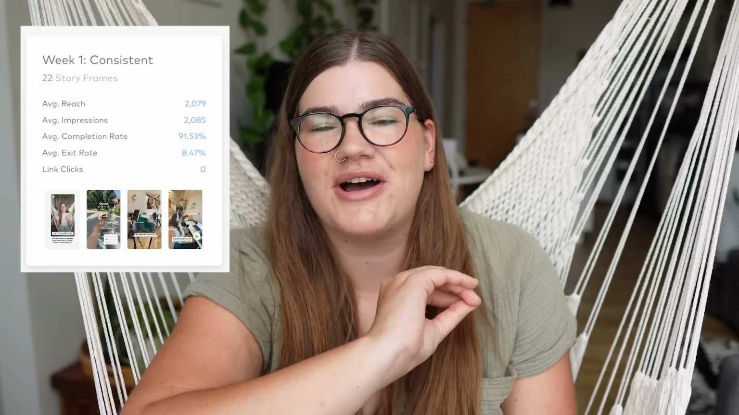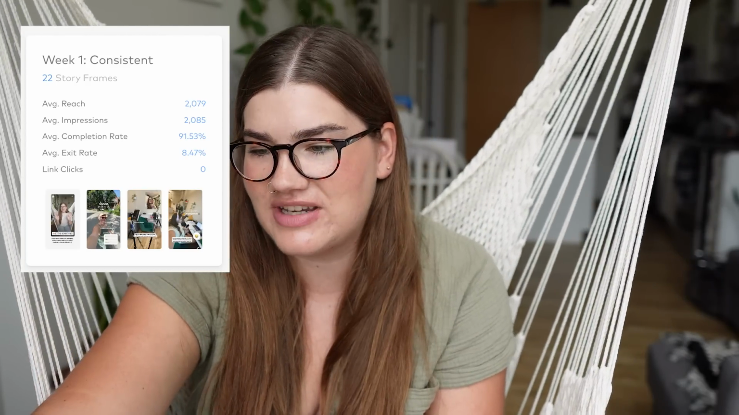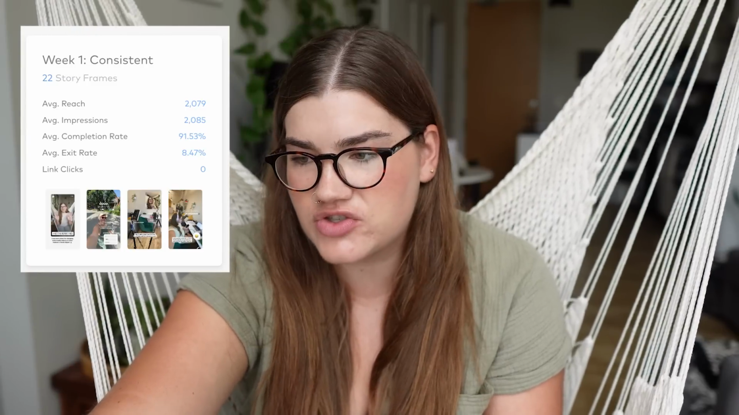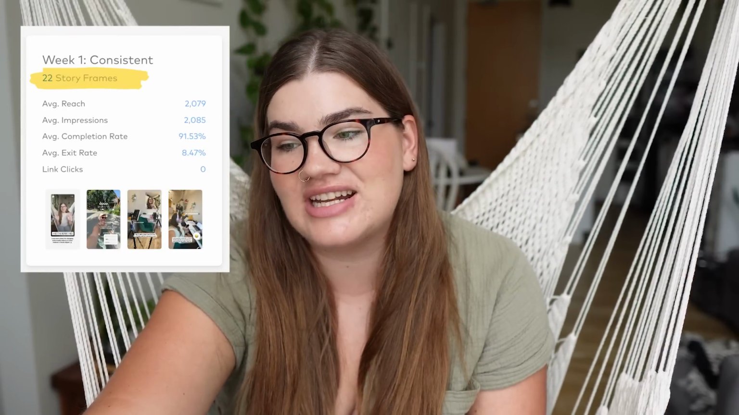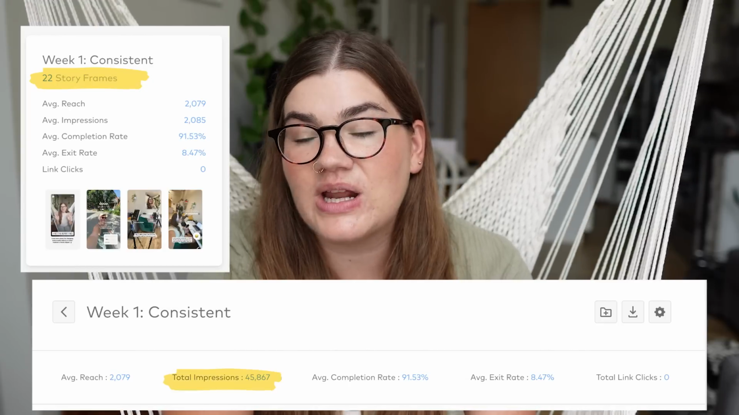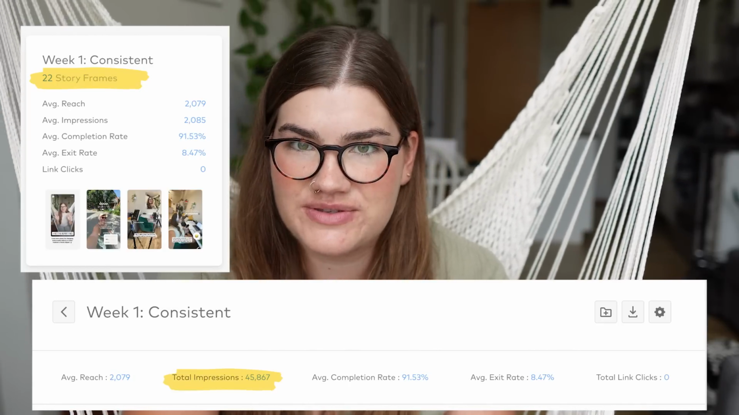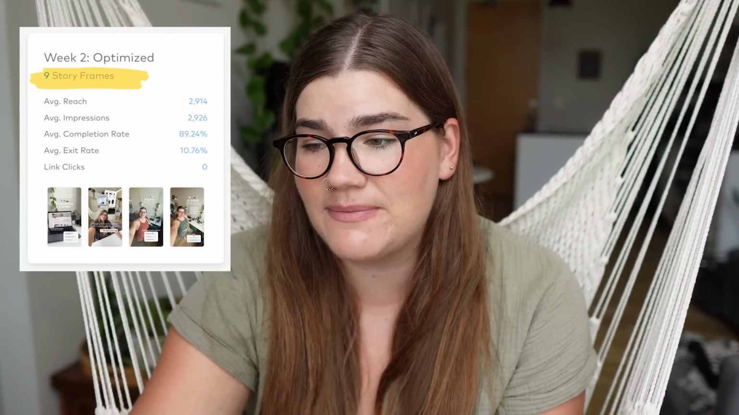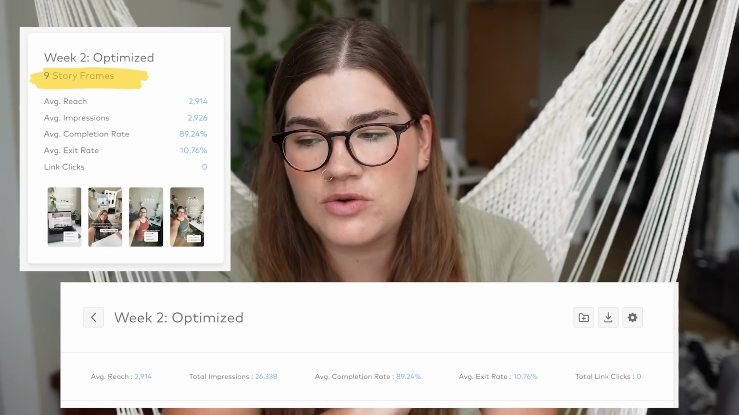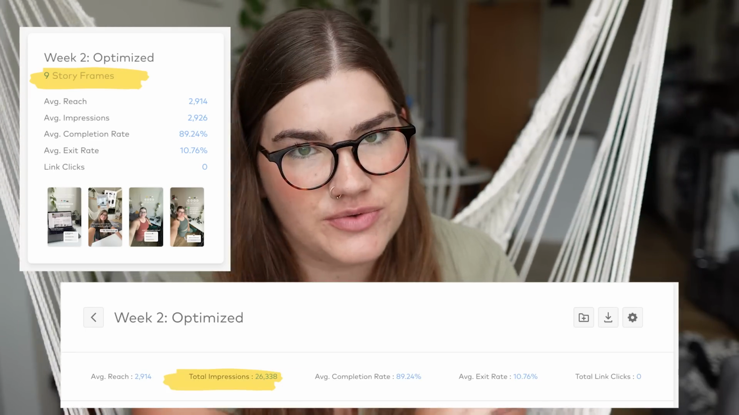When we look at my first week, which was consistent posting, I posted a total of 22 story frames, which resulted in a total of 45,867 views. In contrast, in my optimized week of posting, I posted 9 story frames and I received 26,128 views. Kind of confirming my suspicion that posting more often, even if you get fewer views per post, is going to result in more total impressions.